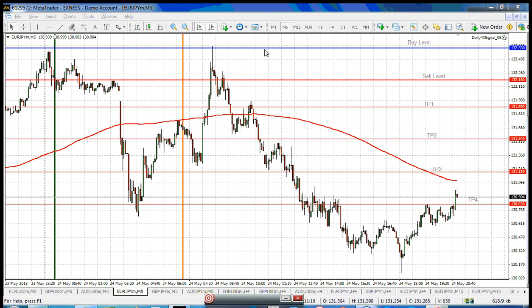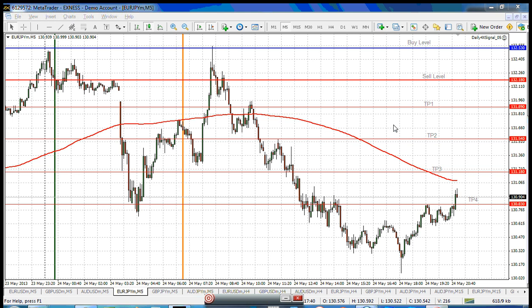And then we have horizontal lines, as you can see. One is a blue line, and the others are all red lines. These are, of course, the levels which get sent every day. The blue line depicts the buy level, you can see over there. The red line is the sell level, and TP1, TP2, 3 and 4 for the other lines.